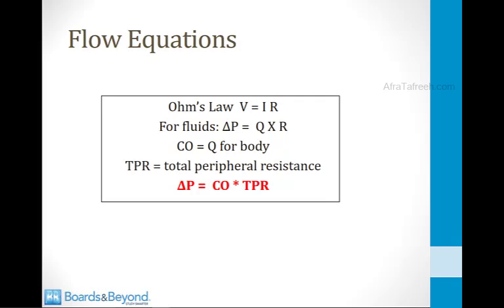So the first important equation that has to do with blood flow through vessels is simply called the flow equation, and it derives from Ohm's law. You probably learned Ohm's law as it relates to electricity in a physics class, but it also relates to fluid mechanics and blood flow.